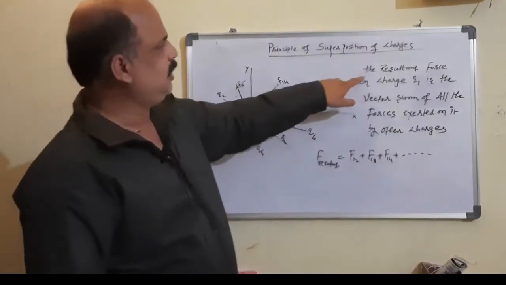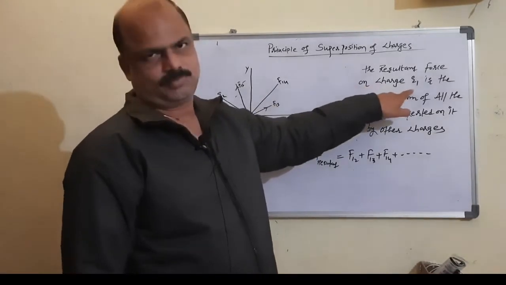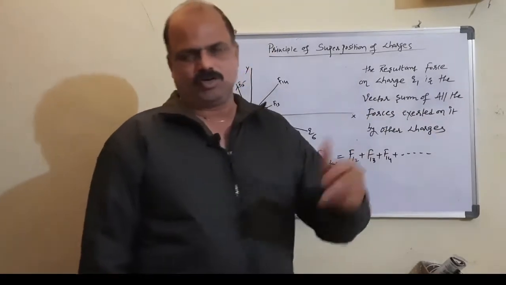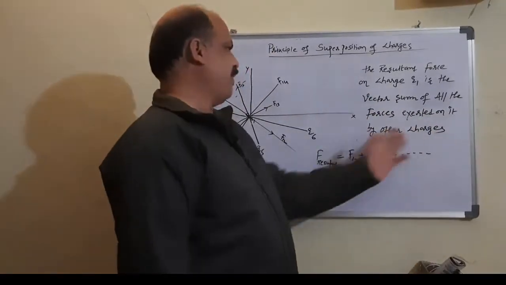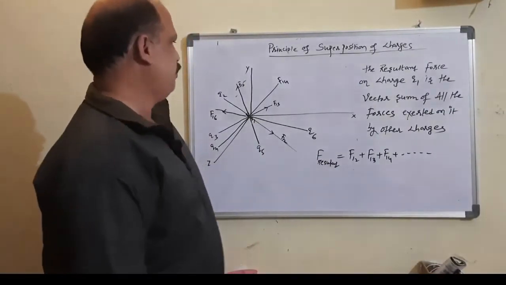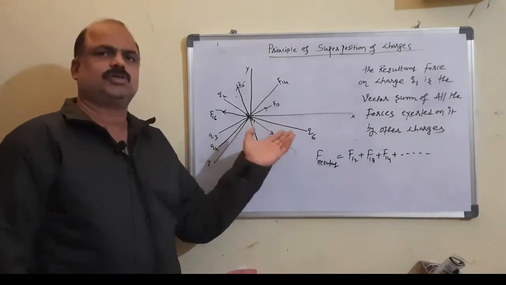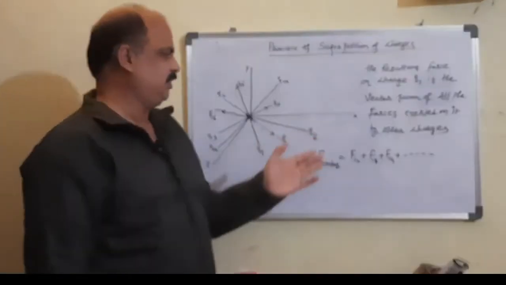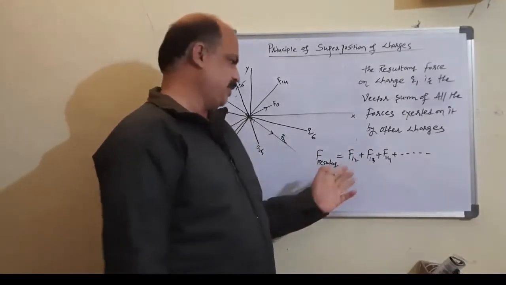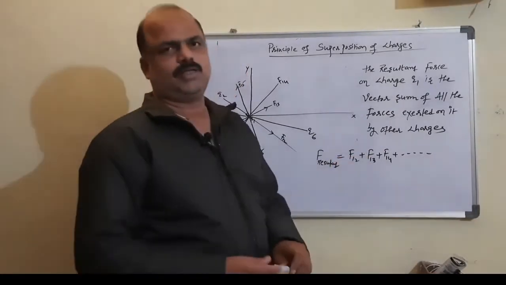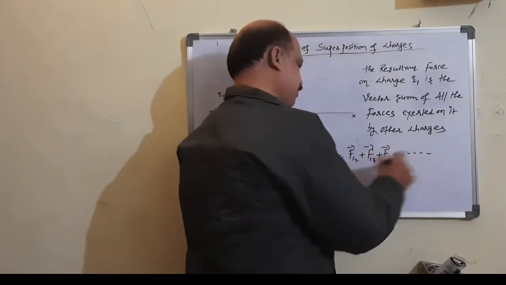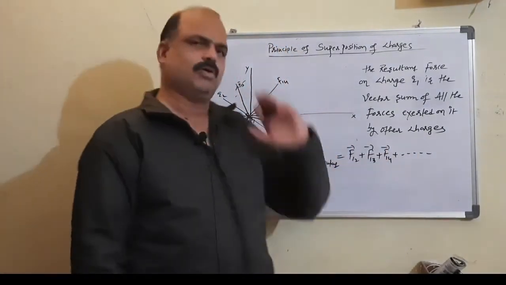Then the resultant force on a charge Q1 is the vector sum of all the forces exerted on it by other charges. How many forces are acting here? Force due to the first charge, second charge, third charge, fourth charge, fifth charge, sixth charge. Then the resultant force acting on that charge Q1 is the vector sum, that means F12 bar plus F13 bar plus F14 bar plus so on.